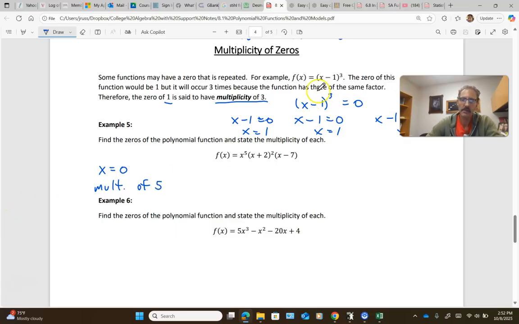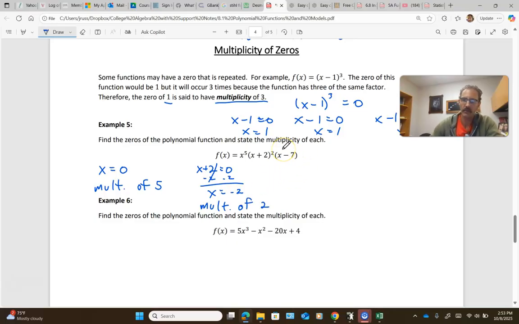Similar to the previous example, the 0 was 1, and it had a multiplicity of 3 because that factor occurred 3 times. Now my next factor in this function is x plus 2. And if I set that equal to 0 and solve it for x, I get x is equal to negative 2. So negative 2 is another 0. But because I have two of these factors, that 0 would occur twice. So we say that it has a multiplicity of 2.